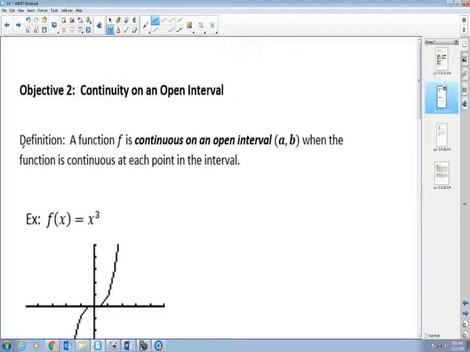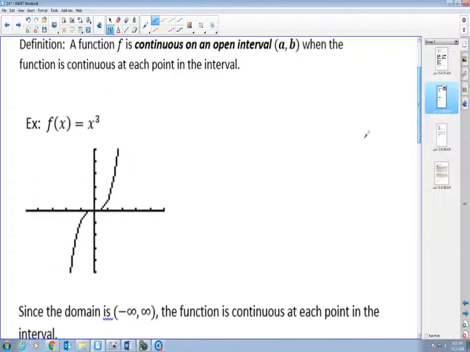So, second objective, continuity on an open interval. We say that a function f is continuous on an open interval from a to b when the function is continuous at each point inside that interval. Every single point between a and b, my function has to be continuous in this open interval.